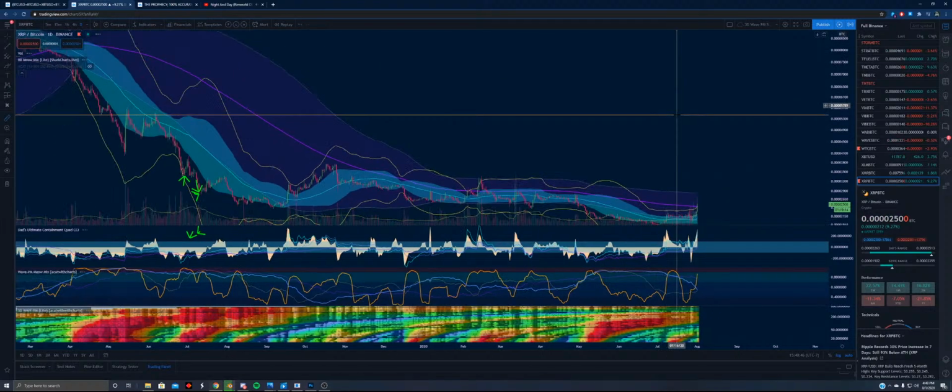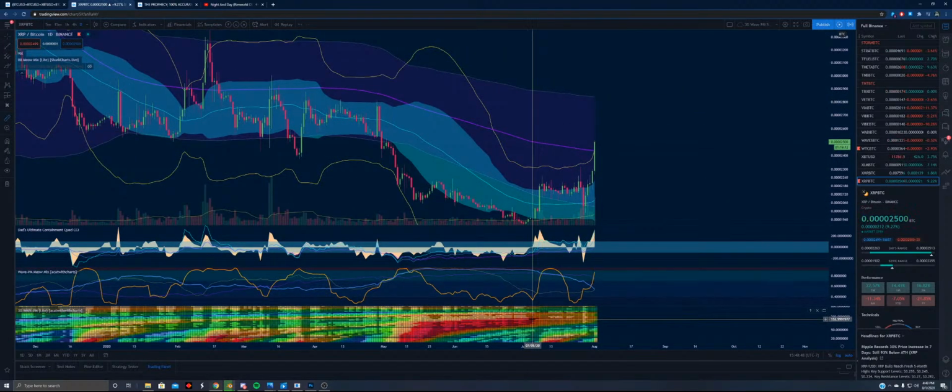Looks like on the daily chart, we are on the daily mean version, so this is bullish. Looks good. I don't think you should buy right now. I think you should wait for a retrace, but it does look good.